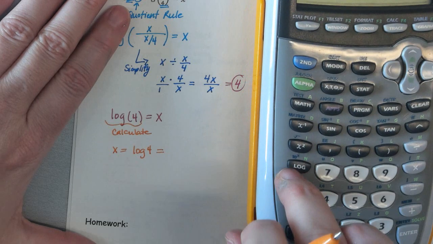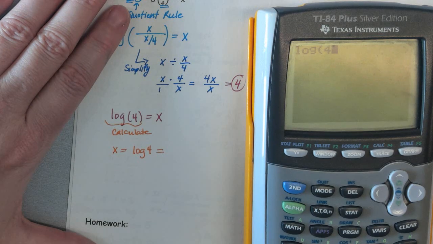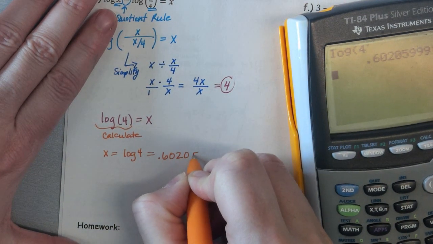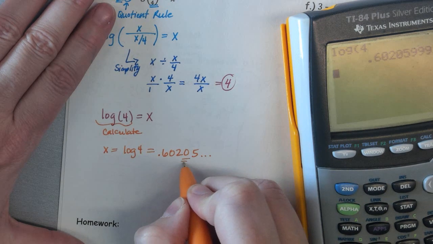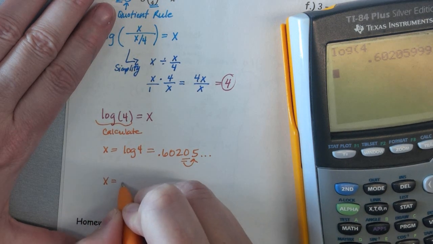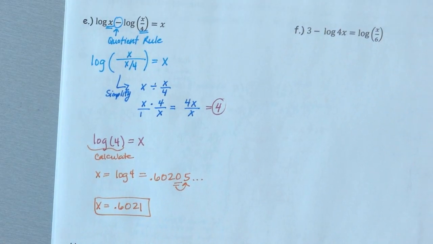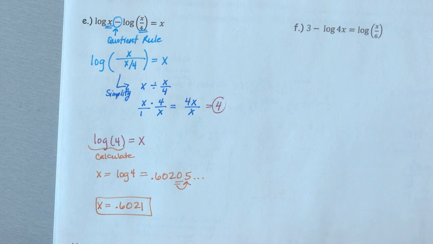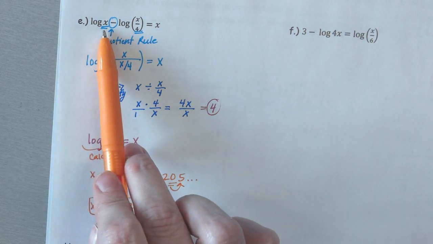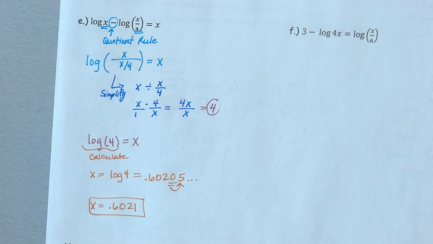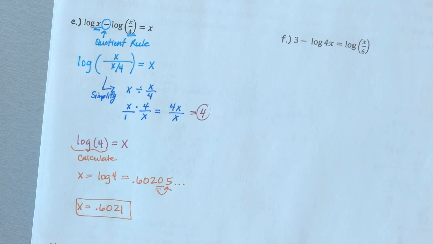So you can use the common log, so log of 4. Okay, enter. And 0.0205... So this is going to round up, and your final answer is going to be 0.6021. This is another one where you just have one answer. I know it's a decimal, but still you can do a mental math check. So you have a positive value here, so you're good. A positive divided by a positive is going to stay positive, so you're good. So you won't have any extraneous solutions.